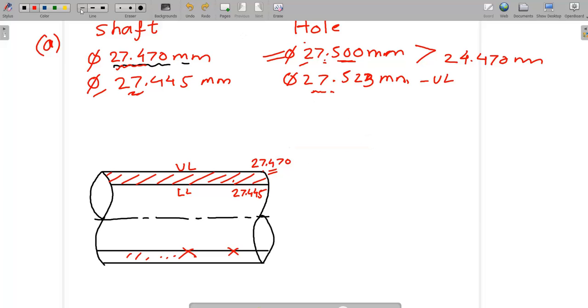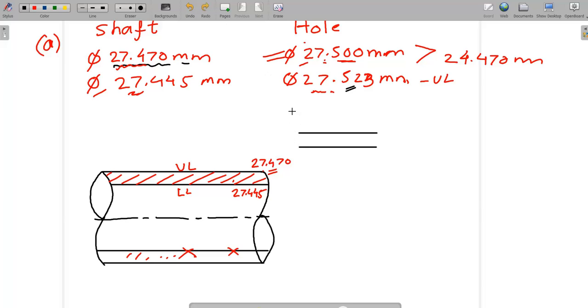So in this case this is the hole. What I draw is the hole. And my upper limit is 27.523. So I have drawn the limits first. Now I am drawing that hole.